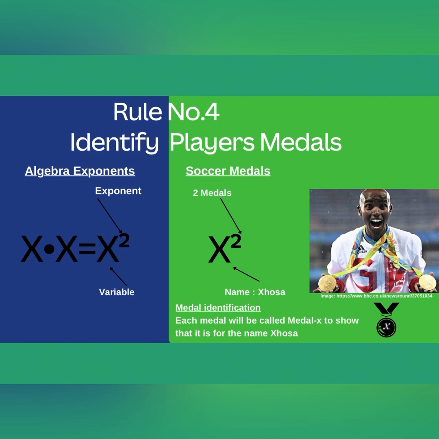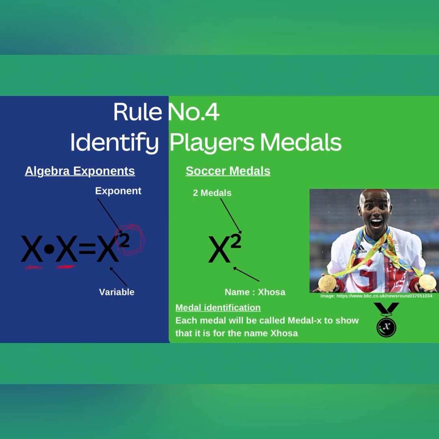Rule number 4, identify the player's medals. In maths, we have exponents which show you the number of times a variable or a number is multiplied by itself. For example, we have x times x equals x squared. Therefore, this number 2 at the top shows you the number of times x is multiplied by itself, which is first x and second x. Makes x times x, therefore you'll see the number 2 at the top.